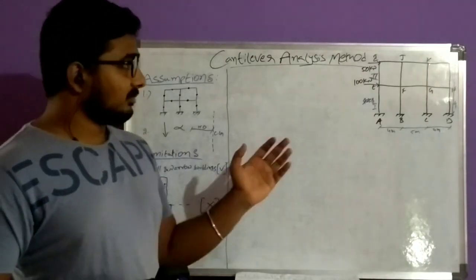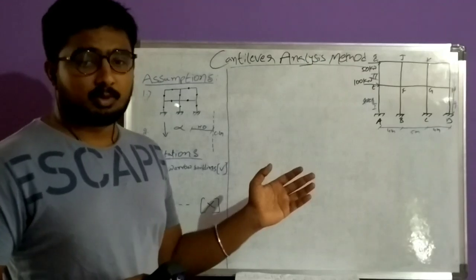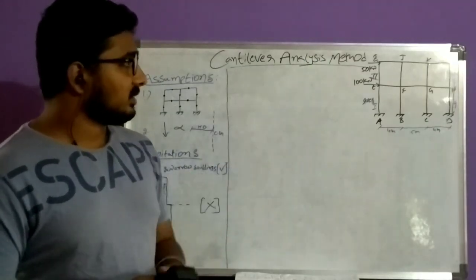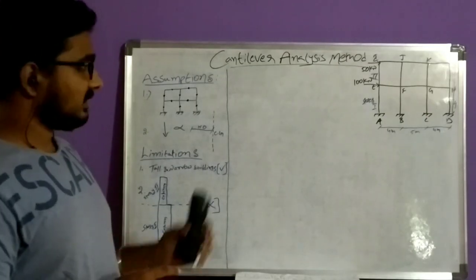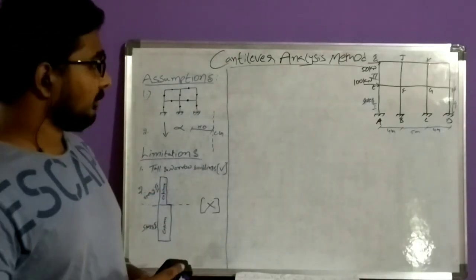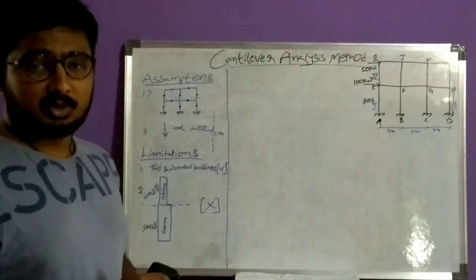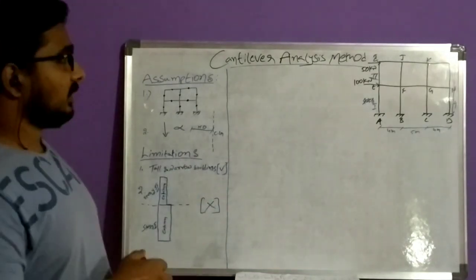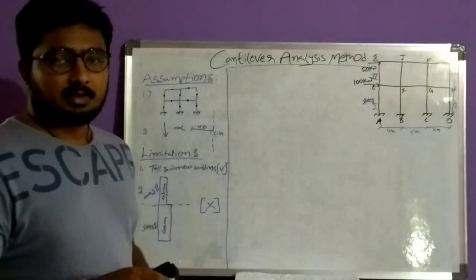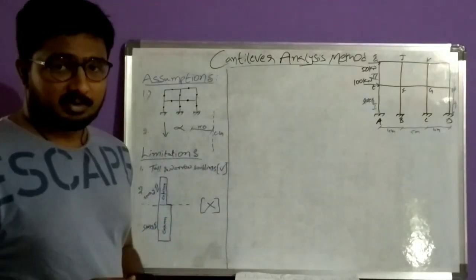I'm considering the same problem which was dealt with in the portal analysis method, the portal frame you can observe on the top right side. That is the same problem, having 4, 5 and 4 meters as the respective bay lengths, and 4 meters as the story height. We are going to solve this frame by the cantilever analysis method.